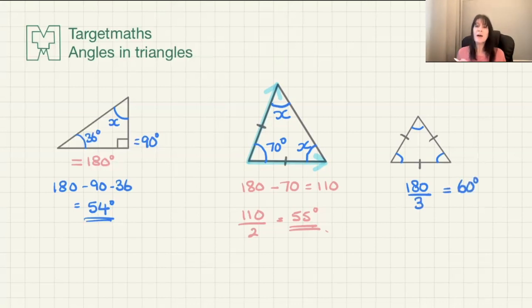So when they're doing multi-step questions, and you can see my video on that, they will often use an isosceles or an equilateral because it's a way of giving information to the diagram without actually giving you numbers.